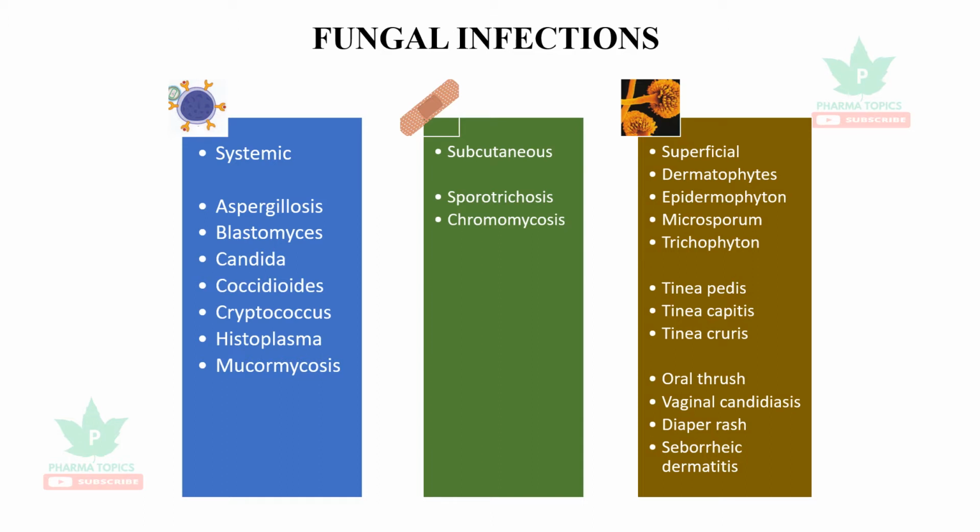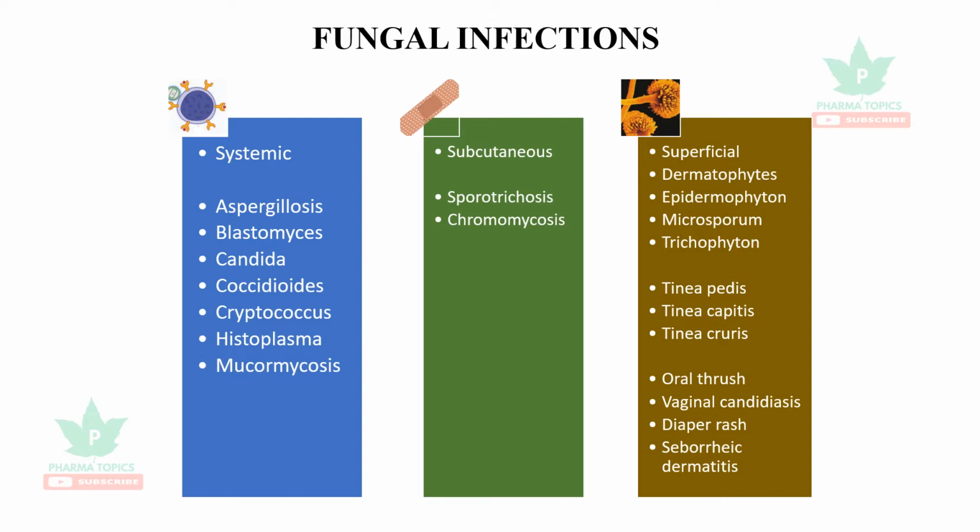Our topic of discussion is the drugs used in treatment of fungal infections. Before entering into the chapter, let us see what fungal infections are. Fungal infections are caused by yeast and mold, and they may be systemic, subcutaneous, or topical (superficial). The systemic infections include Aspergillosis, Candidiasis, Cryptococcus, Histoplasma, and Mucormycosis. Subcutaneous fungal infections include Sporotrichosis and Chromomycosis.